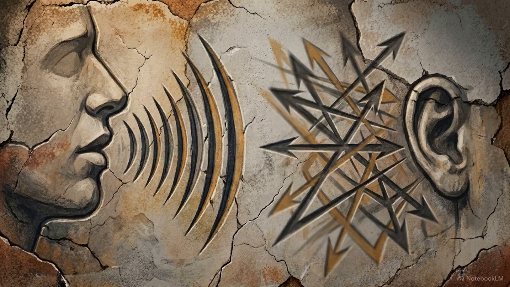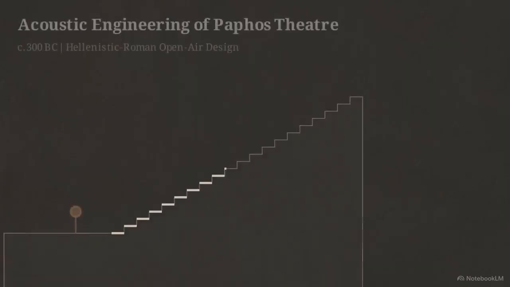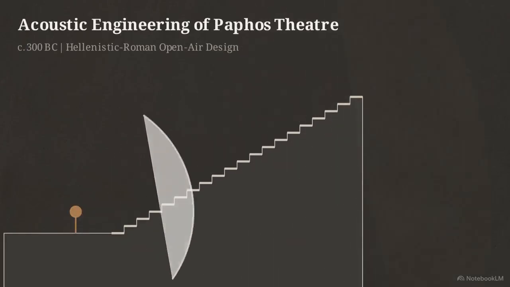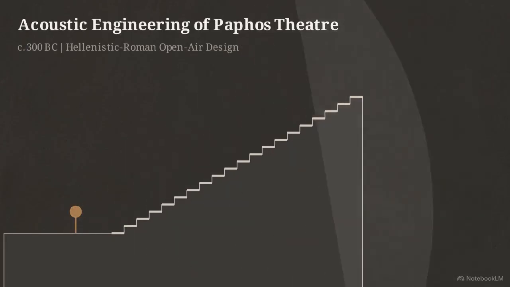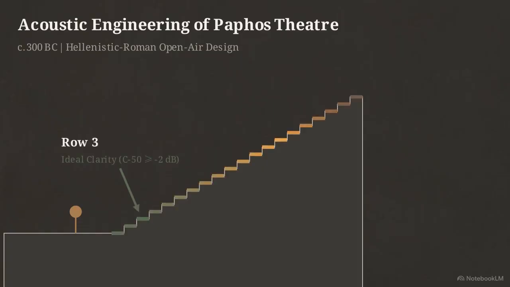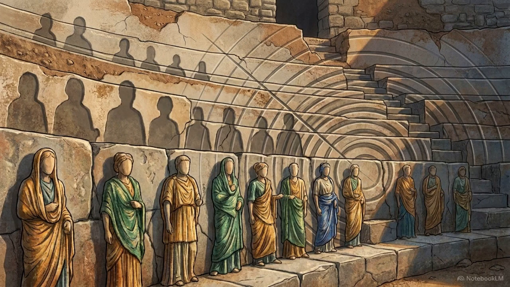and C50 speech clarity. These metrics reveal a highly stratified acoustic quality deliberately across the audience seating. Row 3 possesses mathematically ideal speech clarity. As you move further back, that clarity degrades in a predictable, linear fashion, reaching poor intelligibility by row 14. Acoustic ecology is no longer emergent. By the Hellenistic era, sound has been mathematically harnessed by architects to enforce strict social and political stratigraphy.